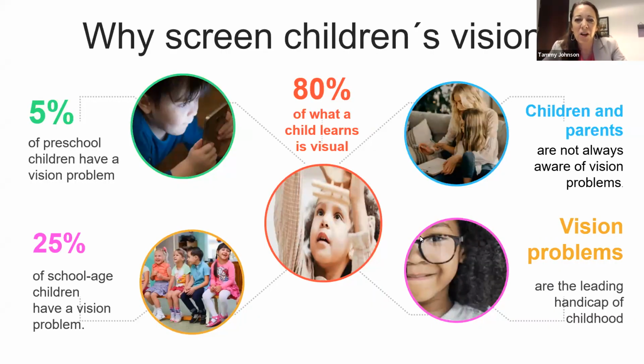So while we move along, why are we screening children's vision? Most of you know it's important. Of course, sight is important, but 80% of what a child learns is visual. When you're looking at this preschool population, about 5% of kids have vision problems. Moving on to the grade school age, about 25% of kids have problems. Unfortunately, parents don't know that their kids have a problem. So it's super important to do screening and help identify what these problems are. They are the leading cause of handicaps in this population.